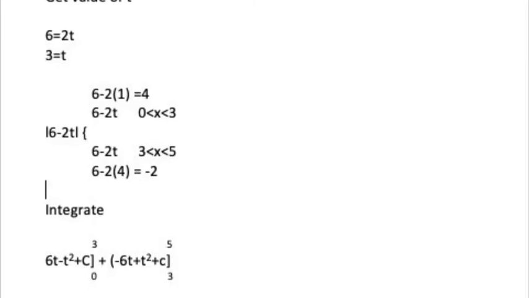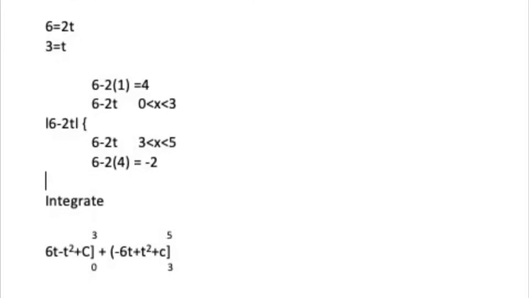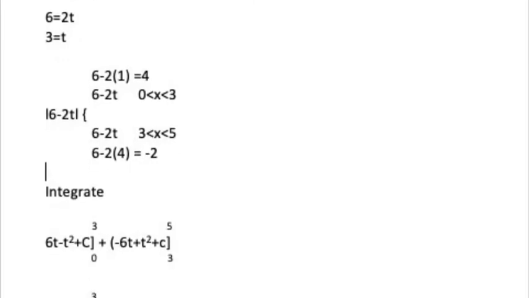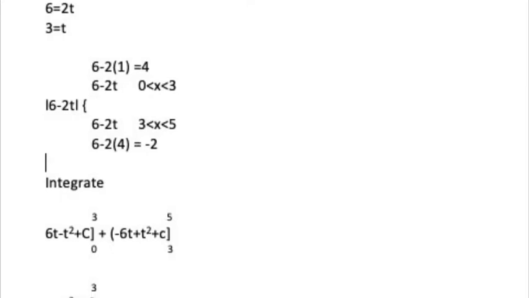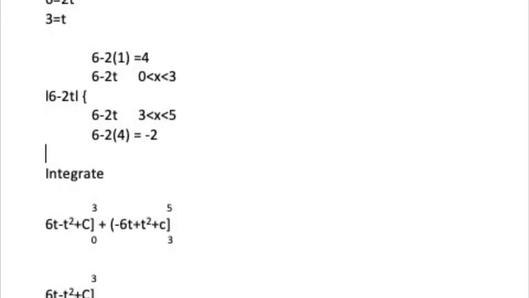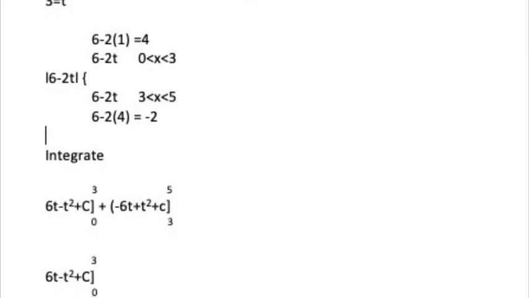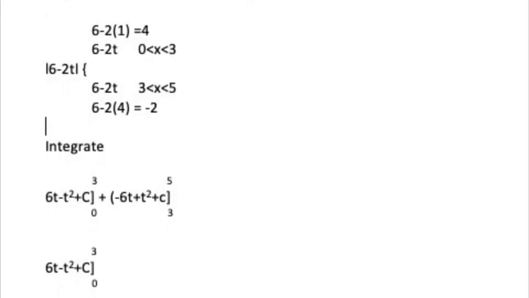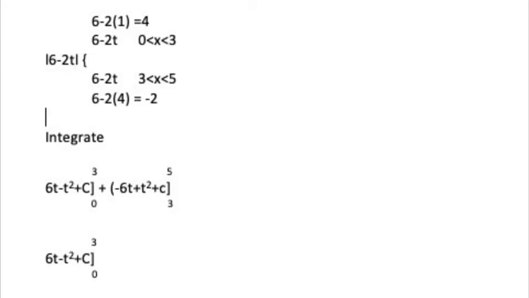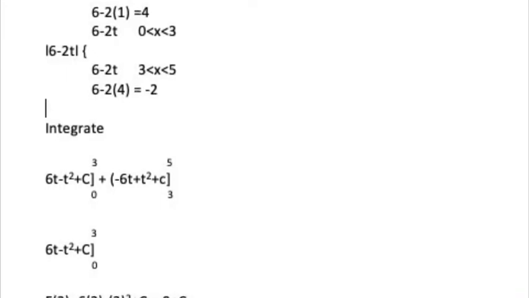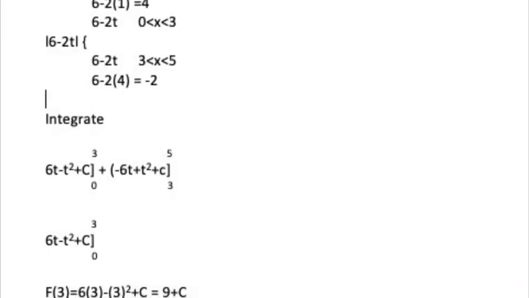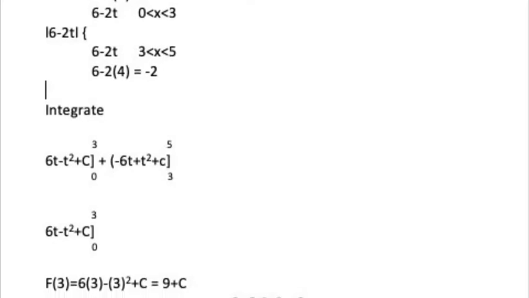To know if we need to change the sign of the equations, we take a number between 0 and 3 and between 3 and 5, then substitute. If the value that we got is negative, change the sign of the equation. Then we have to integrate. First, we need to substitute with our values of b and a. In this case, b equals 3 and a equals 0.